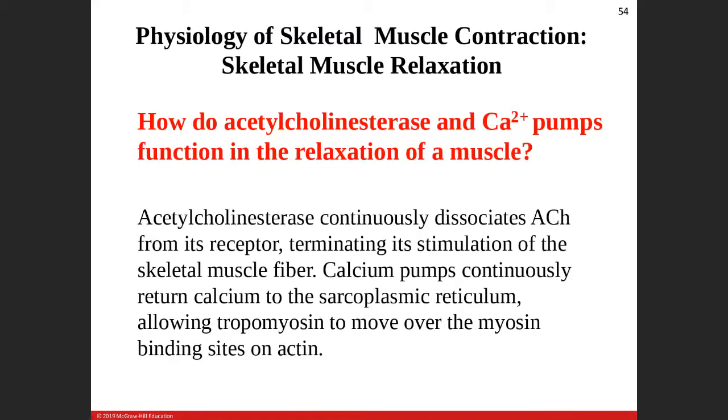So how do acetylcholine esterase and calcium pumps function in the relaxation of muscle? Basically just what I said. That enzyme is going to cause acetylcholine to disconnect through hydrolysis from the receptor. We break it down into acetate and choline, and therefore it will no longer stimulate that muscle fiber, and the calcium pumps are going to move calcium back into the sarcoplasmic reticulum. And then troponin and tropomyosin close over the binding sites on actin.